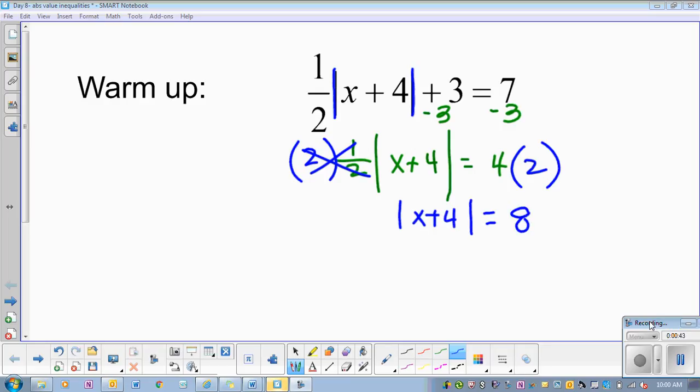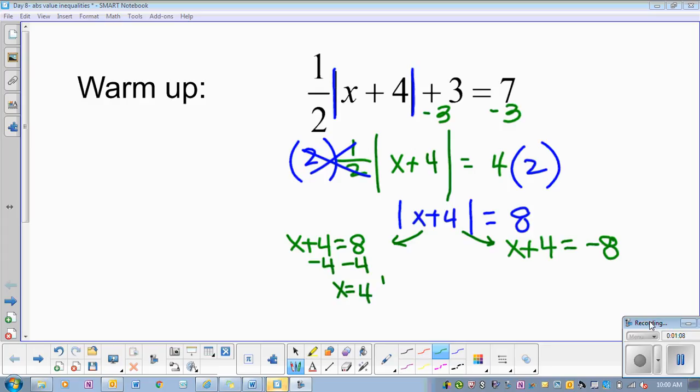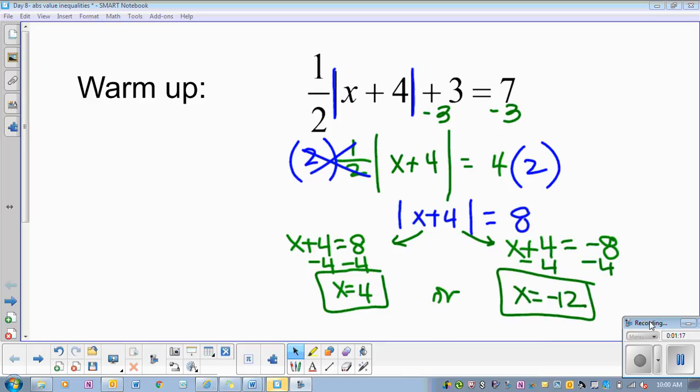Do you agree? Okay. So now drop the bars and write it twice. We do that because now we have the absolute value all by itself. So then we have x plus 4 equals 8, and x plus 4 equals negative 8. Let's solve it. Minus the 4, x equals 4 here, or x equals negative 12. Did we get this? Good. Perfect.